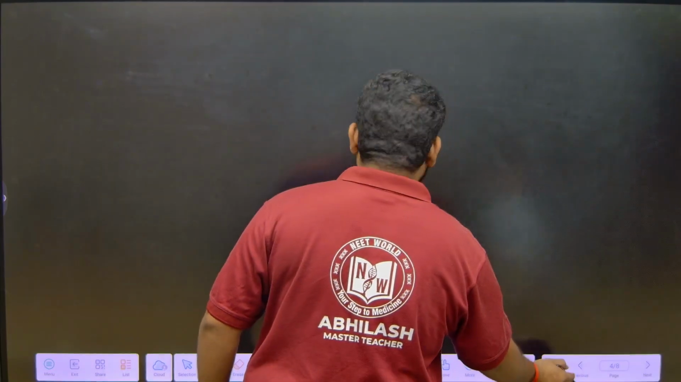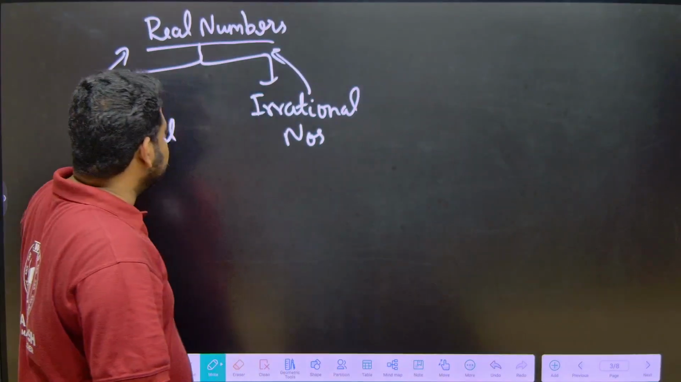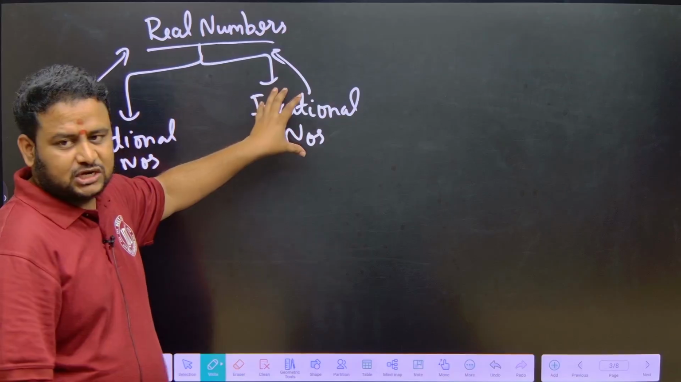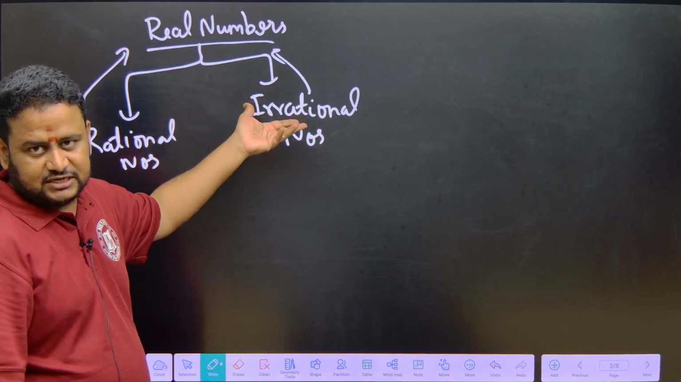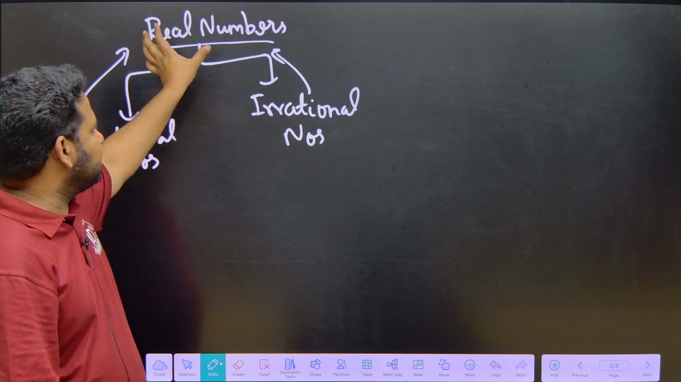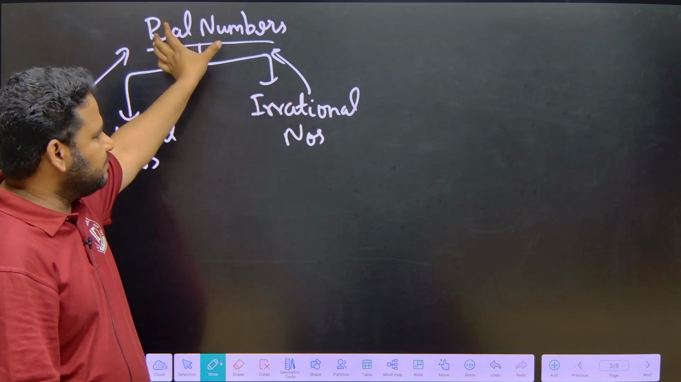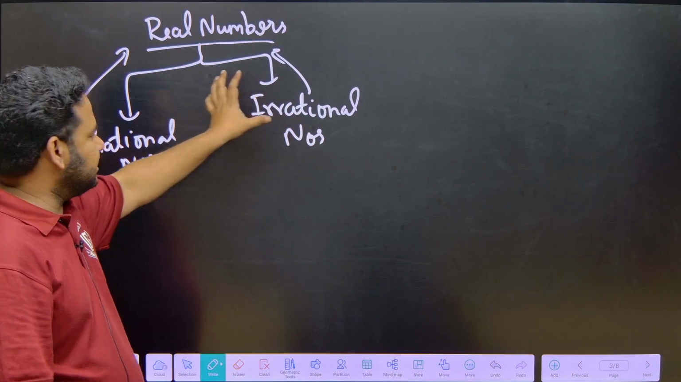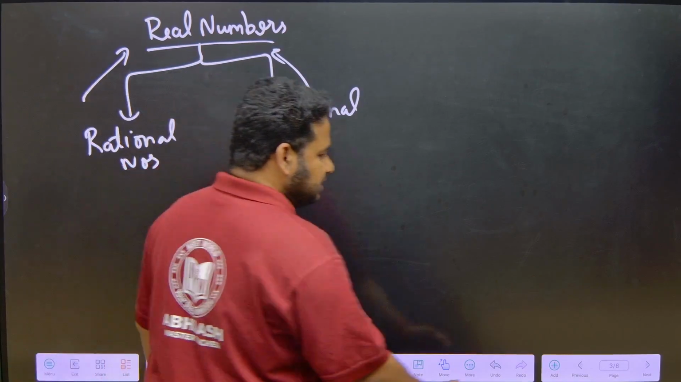If they ask whether every rational number is a real number, it is true. Every irrational number is a real number, it is true. But if they ask every real number is a rational number, it is false, because it contains irrational numbers also. Every real number is an irrational number, it is false, because it contains rational numbers also. That is the statement we learnt now.